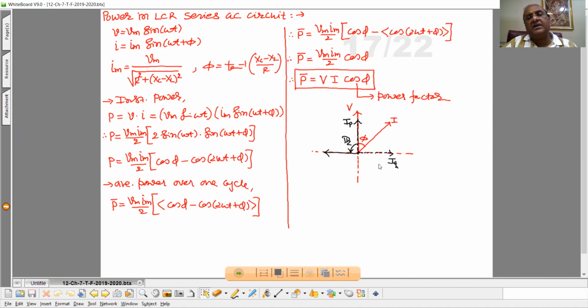Now you want to improve the power factor. Improve means that you want to increase the power factor. So how much can you increase it? Power factor means cos phi, whose maximum possible value is 1. If you want to increase the power factor up to 1, then you have to make phi equal to 0.